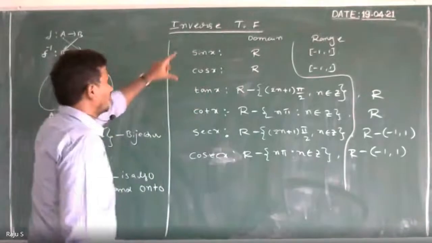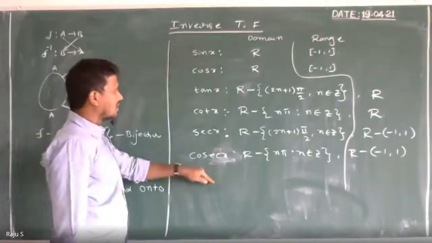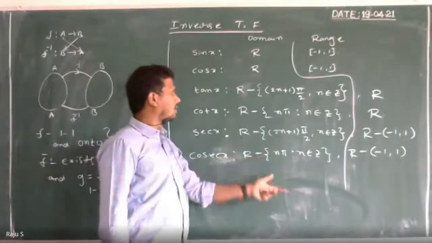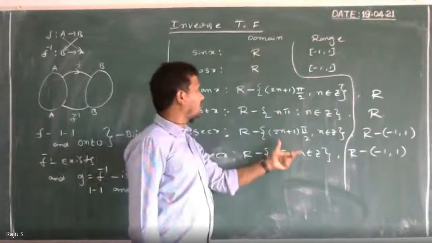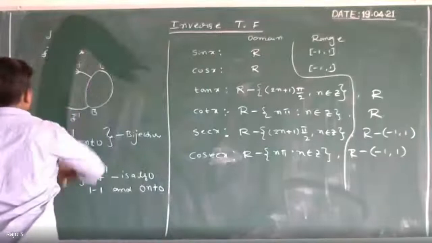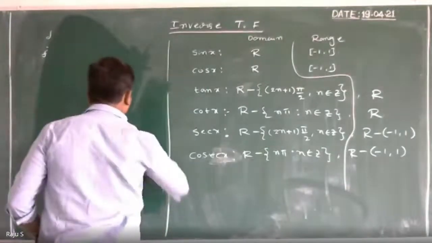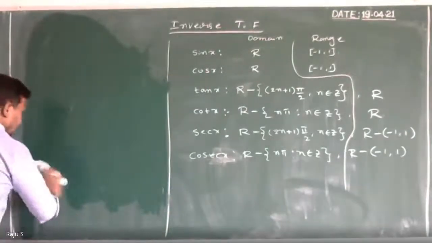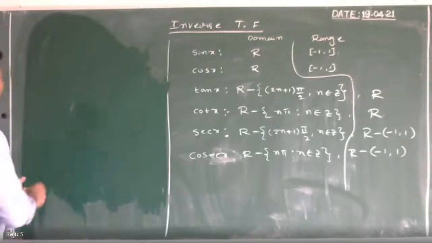Okay, fine. Coming to the trigonometric functions, there are 6 trigonometric functions. Their domain and range I have written here. Right. Let's come to the graphical representation. We have already seen it in class 11, so once again, the graphical representation.